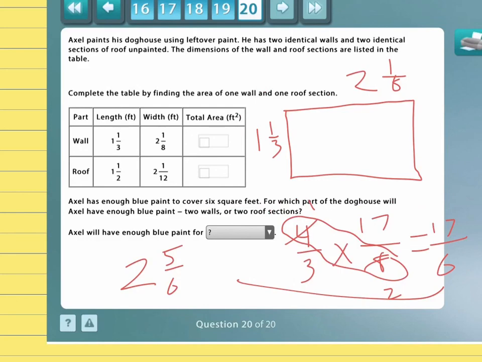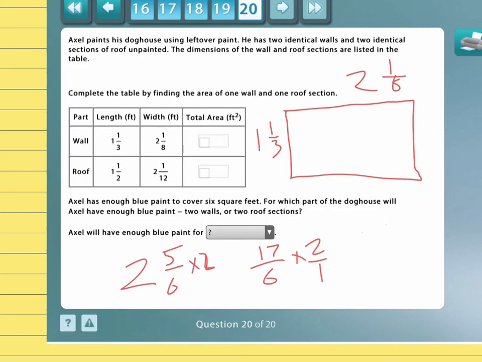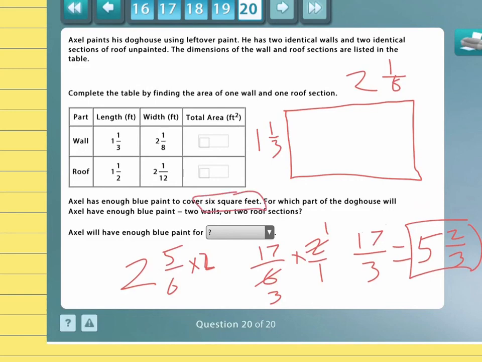So I have 2 5/6 for this wall and 2 5/6 for the other wall, giving me a total of, let's see, what's 2 5/6 times 2? So 17/6 times 2, I'm going to simplify this, ends up with 17/3, which is 5 2/3 square feet. So the area of both walls is 5 2/3 square feet, and that is less than the 6 square feet that I have. So yes, I think I can paint the 2 walls. But now let me take a look at the roofs.